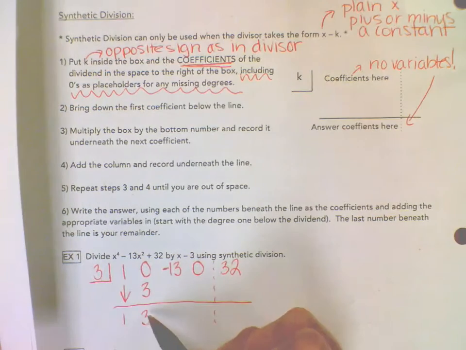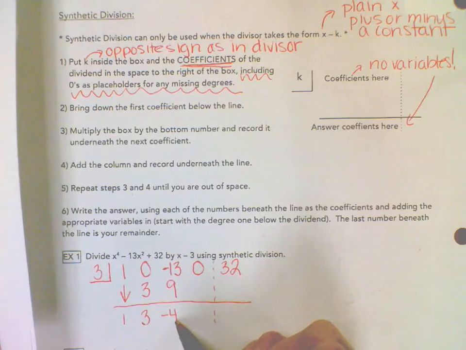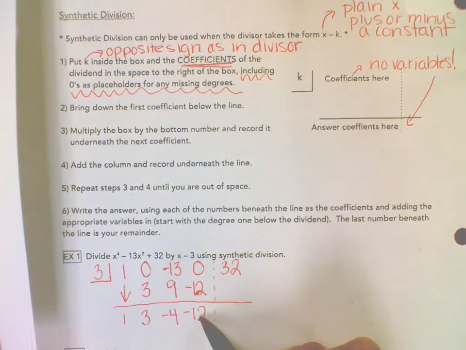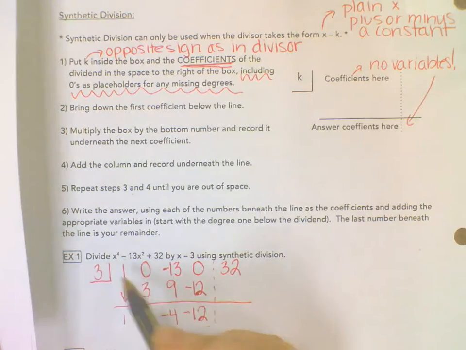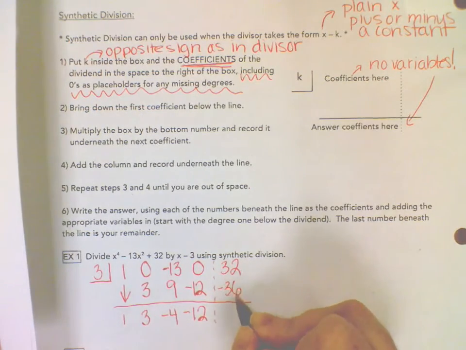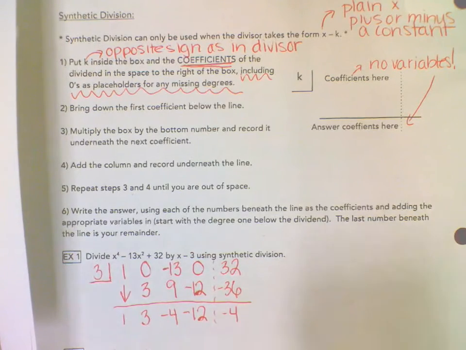So box times bottom, 3 times 3 is 9. Add the column, gives me negative 4. Box times bottom again, in this case, that gives me negative 12. Add the column again, also negative 12. Box times bottom, 3 times negative 12 is negative 36. Add the column, gives me negative 4. I'm out of space, so I've reached the end of step 5.